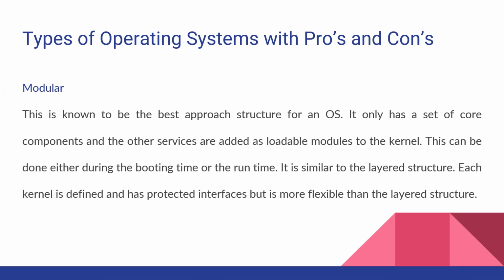Modular. This is known as the best approach structure for an OS. It only has a set of core components and the other services are added as loadable modules to the kernel. This can be done either during the booting time or the runtime, and it is similar to the layered structure. Each kernel is defined and has protected interfaces, but it is more flexible than the layered structure.